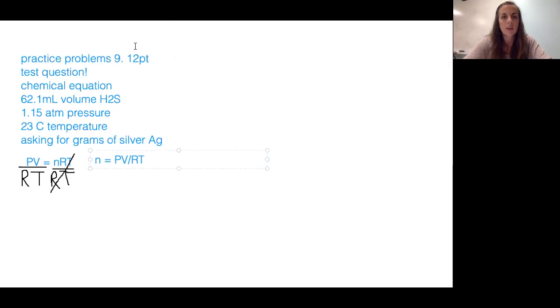Okay? So the first thing we're going to do is just plug it in. n is going to equal, the pressure they give me is 1.15 atmospheres. The volume, let's put that in parentheses just so we know.